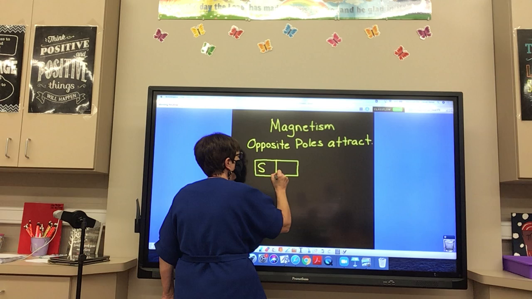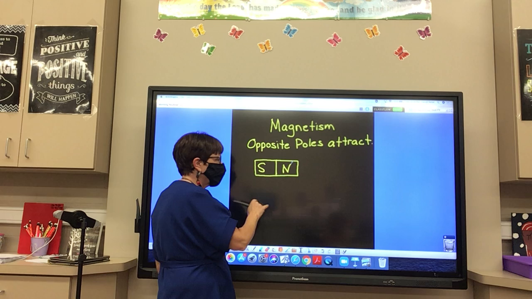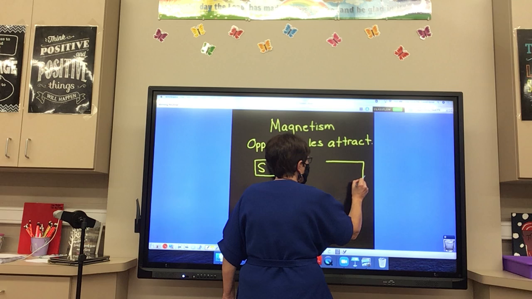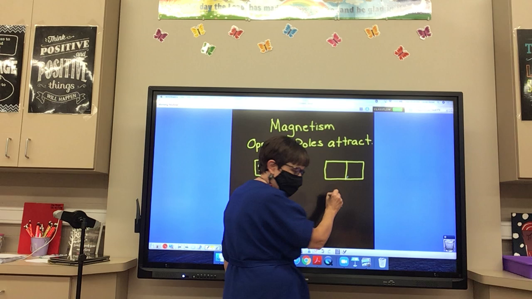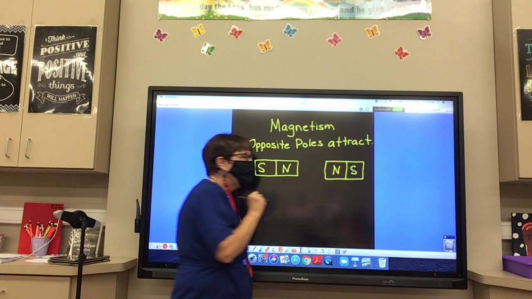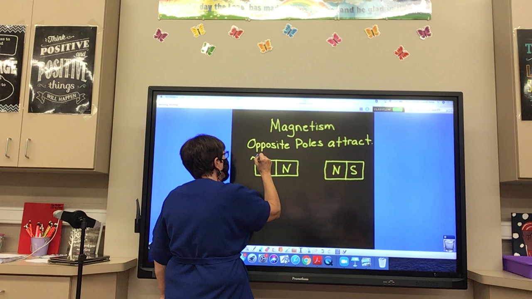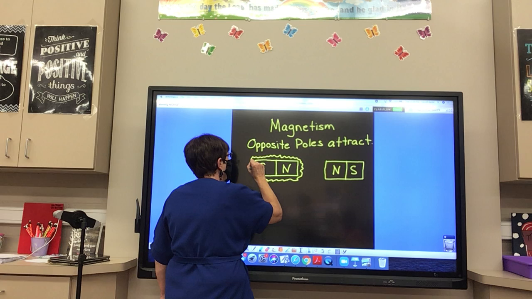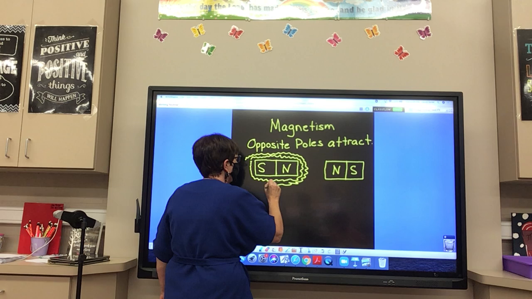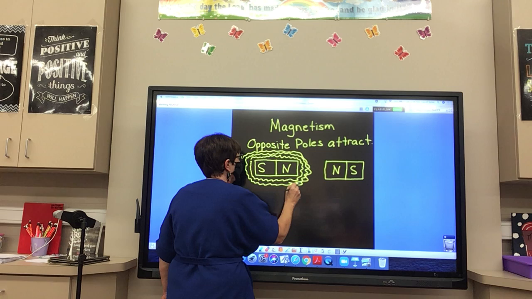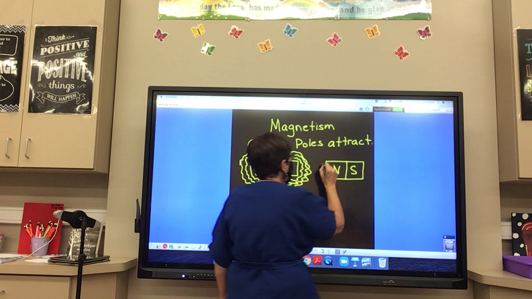So here is our magnet, and we have a south pole and a north pole on our magnet. And then here we have another magnet. Around my magnet with my yellow marker, I'm going to draw a magnetic field, because it's magnetic. Here is my magnetic field coming all around my magnet. I'm drawing my magnetic field around my magnet. Now here's what I'm going to do on this one.